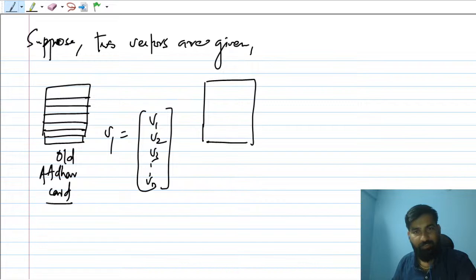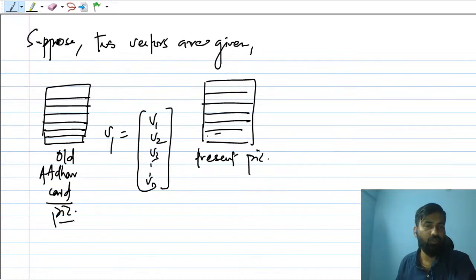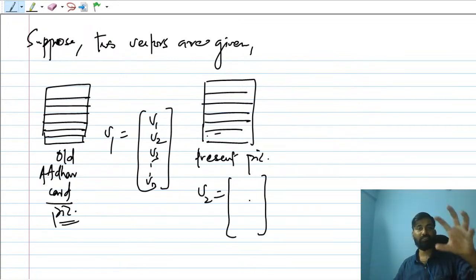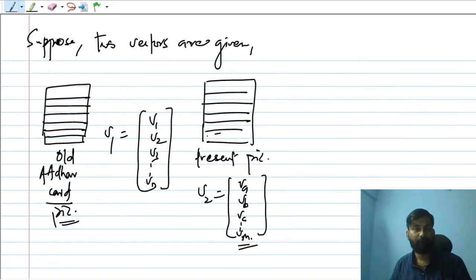There are two pictures, and we are going to compare these two pictures. This is the present picture, and this is the old one, the Aadhaar card one. We are going to collect it again in terms of a vector, because the pixels are kept as components. So this is again V2, and V2 has some components, say VA, VB, VC, and so on, up to VM, whatever you want to take.